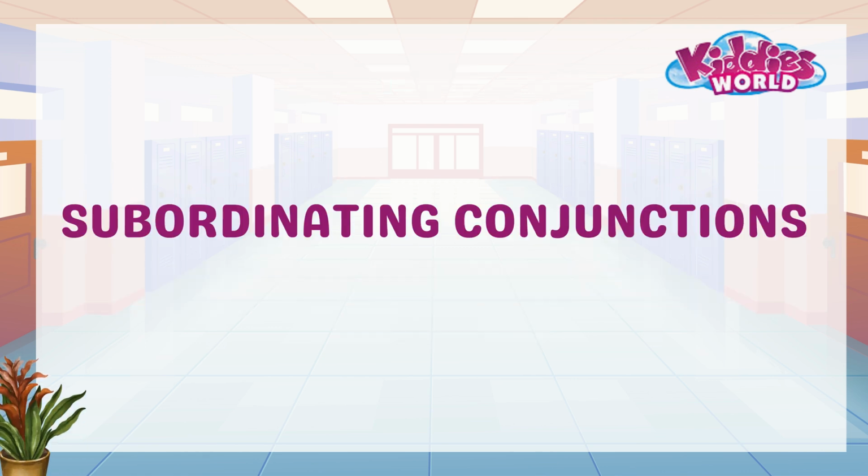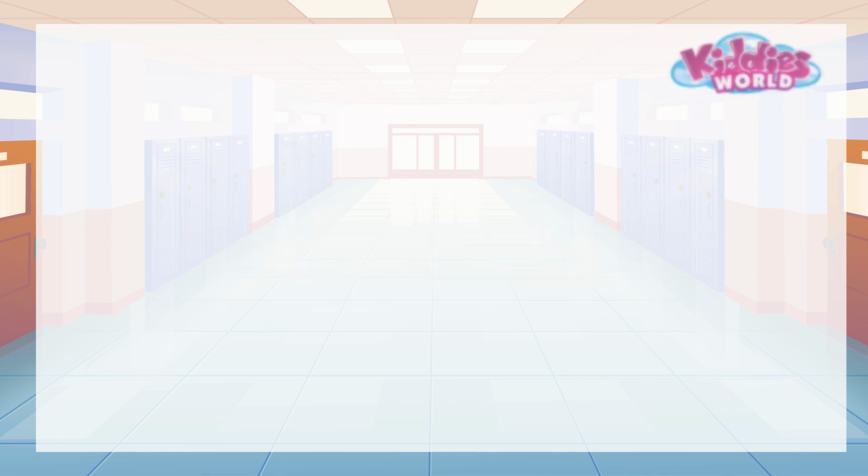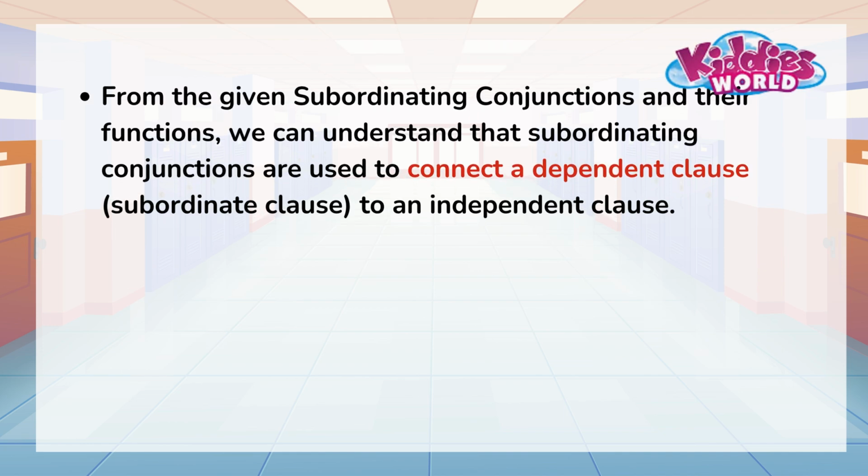Subordinating conjunctions. Subordinating conjunctions introduce a subordinate clause to the sentence. Check the table for reference. From the given subordinating conjunctions and their functions, we can understand that subordinating conjunctions are used to connect a dependent clause, subordinate clause, to an independent clause.